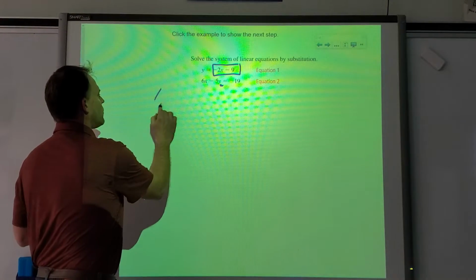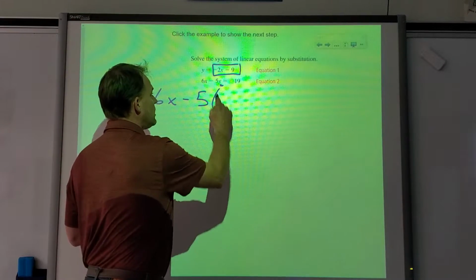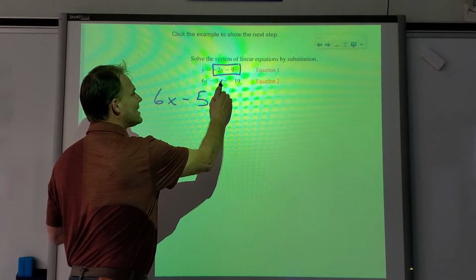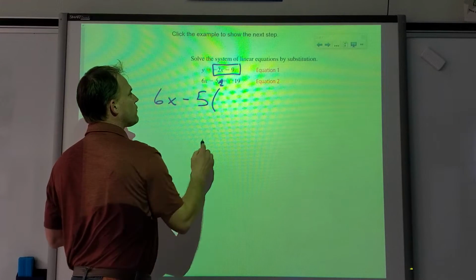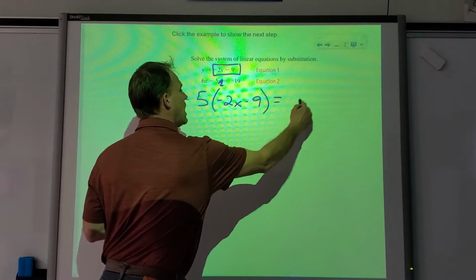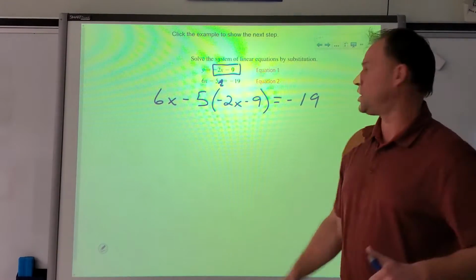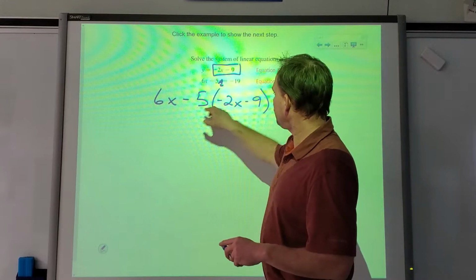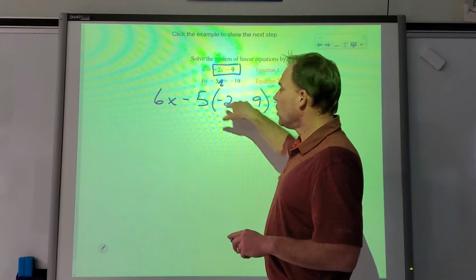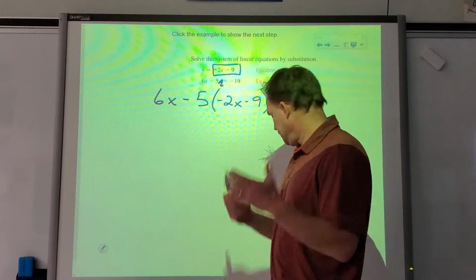Well, what does that look like? The 6x didn't get moved. The 5 didn't get substituted. Only the y comes out. I substitute right here for this y, and I put in what y is equal to, the entire expression. If y equals all of this, then I replace y with all of it. None of the rest of the equation changes when we do this.